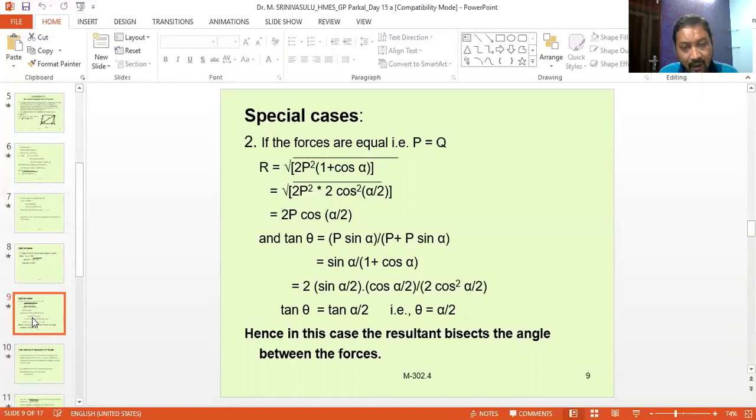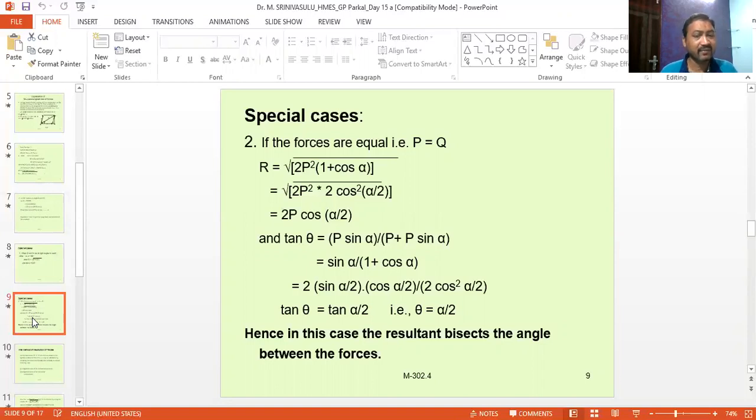Now coming to the direction part, tan theta is equal to P sin alpha by P plus Q cos alpha. So here we got P sin alpha by P plus P cos alpha. So we got P common. If we take P common in the denominator, it becomes P into (1 plus cos alpha). In the numerator we have P sin alpha. That P and P will get cancelled, and it becomes sin alpha by 1 plus cos alpha.